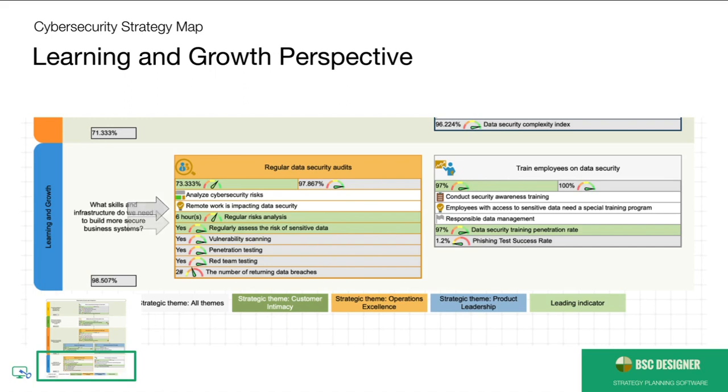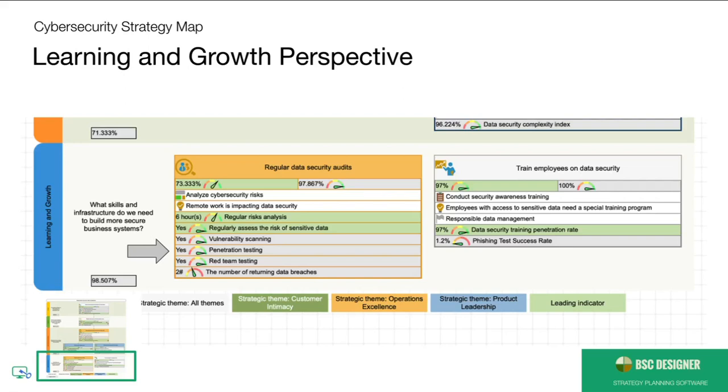There are two leading indicators: regular risks analysis, a general analysis of the new risks, and regularly assess the risk of sensitive data, a more specific analysis in the context of sensitive data. Both indicators are configured in the template to be updated on quarterly basis.